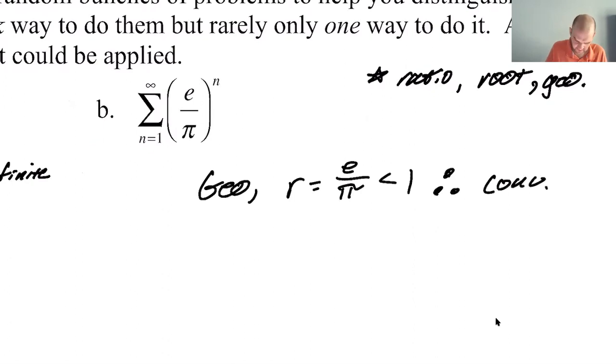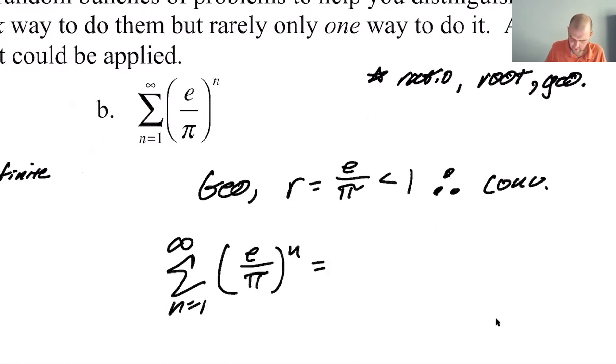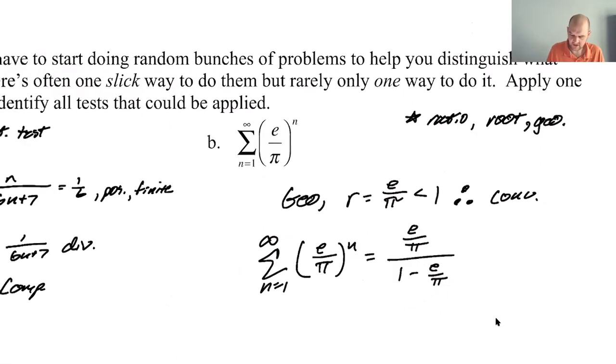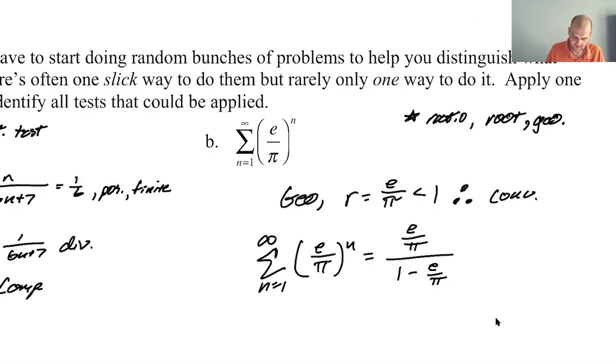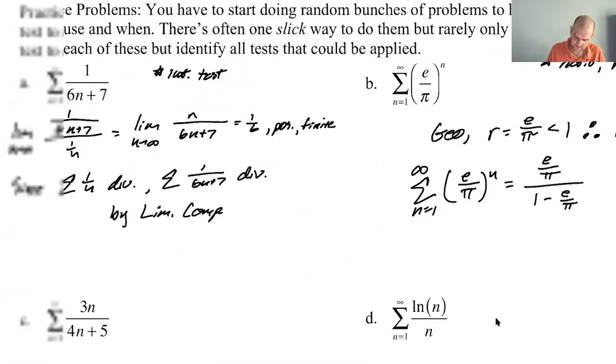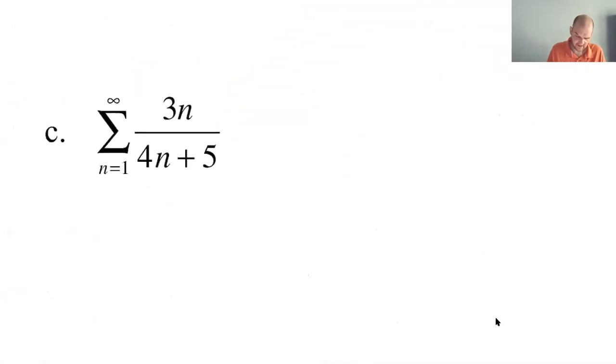We can actually find the sum of this. So it's going to be e over pi, the first term, so you plug in 1 and you get e over pi, over 1 minus e over pi. And you could simplify that or whatever. I don't know. The root test would immediately give you e over pi, which is less than 1. The ratio test, I think, eventually will probably also give you e over pi. Actually, maybe immediately give you e over pi, and that's also less than 1. So all those are options.